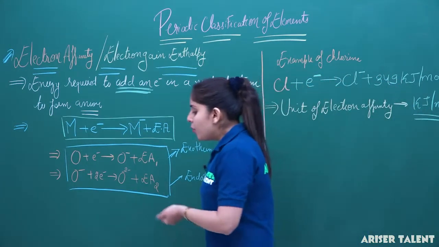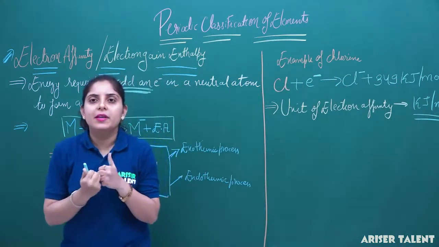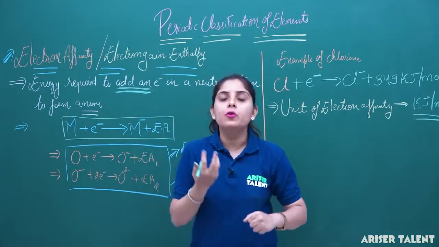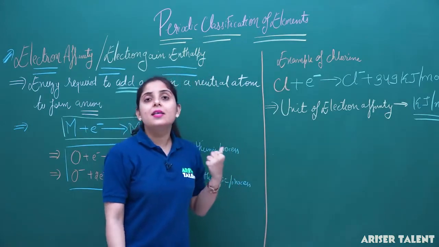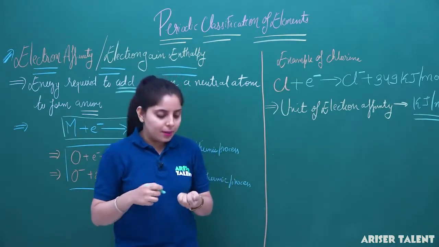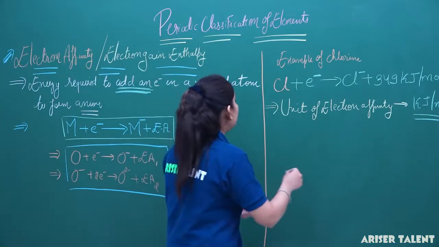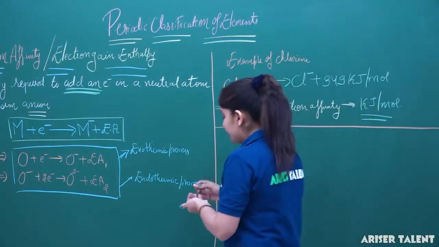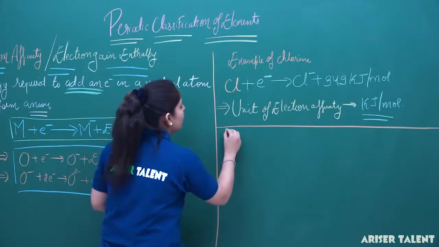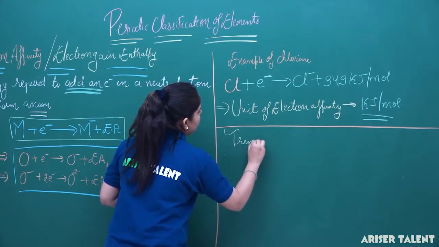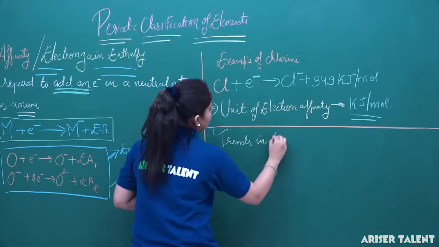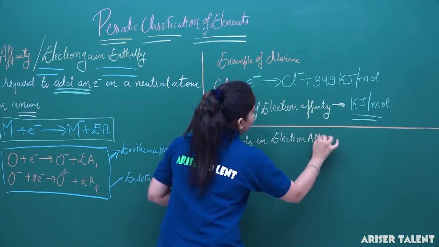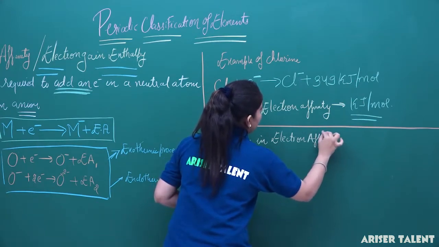So this is all about the basics of electron affinity. Now we have to get the knowledge about the trends in the periodic table for electron gain enthalpy. So let us move to our next topic, that is, the trends in electron affinity in the periodic table.